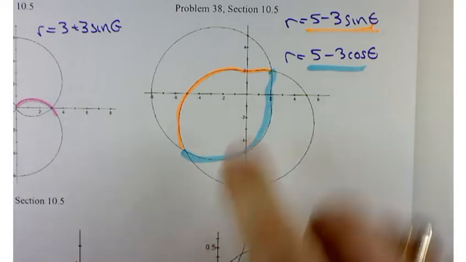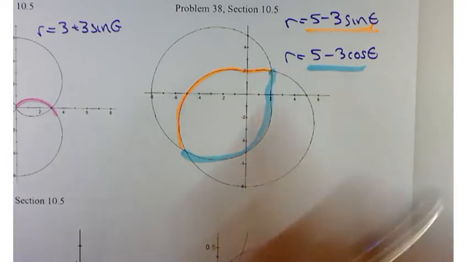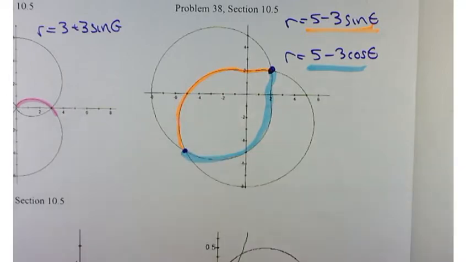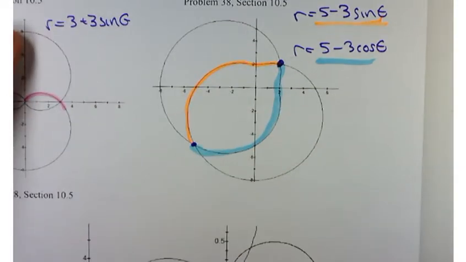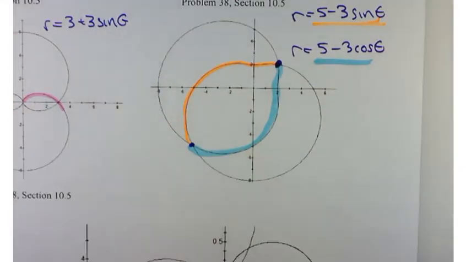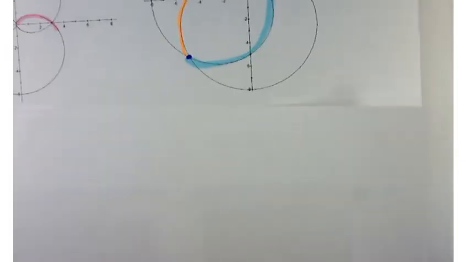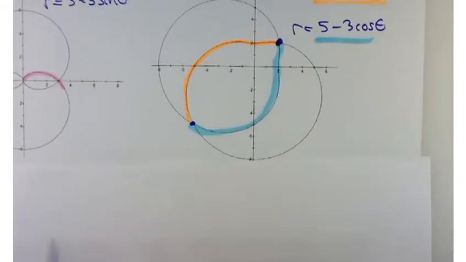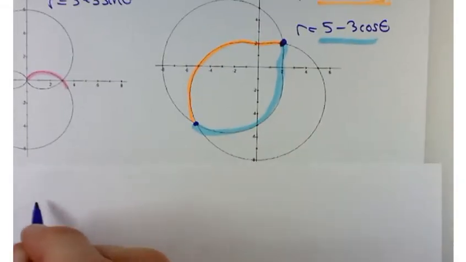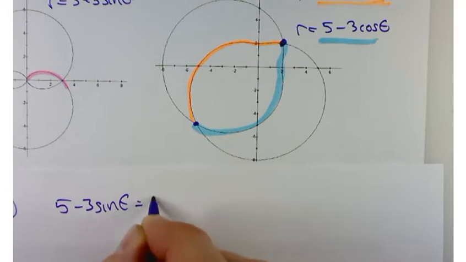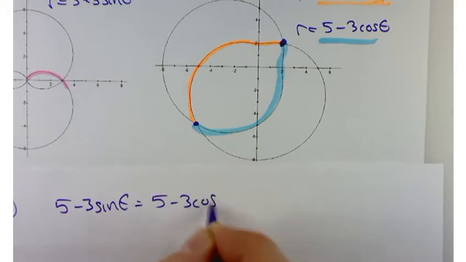So the question is, where do these two things meet? What angle for theta? So just like the last one, we're going to have to start out by finding where they meet. And there's a little bit of a trick in this one, so let me help you out with that. As before, we're going to set these things equal to each other. So this is problem 38. 5 minus 3 sine of theta equals 5 minus 3 cosine of theta.